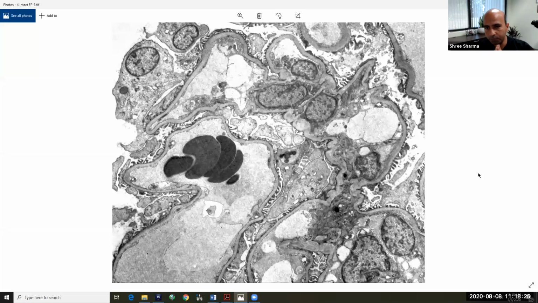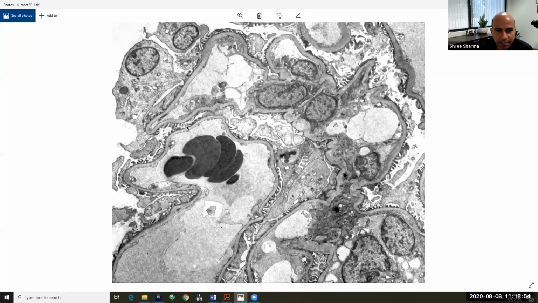So now you move on to EM. So what do you see in EM? We already know that I'm not going to expect any deposits, okay? But I'll confirm that on EM. Whenever we look at an image of EM, we orient ourselves, okay? There will be a mesangium. There's going to be a capillary loop. And there are red blood cells. That's why I know I'm within a capillary loop. There is the GBM, or glomerular basement membrane. And outside the GBM, I'm seeing podocytes.